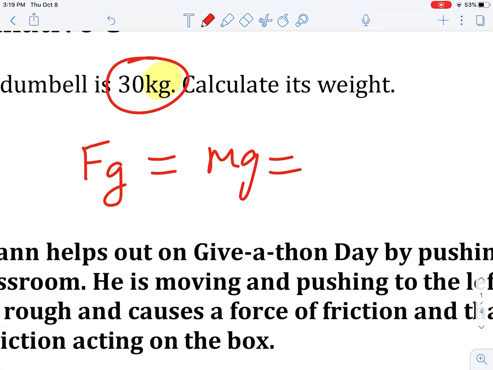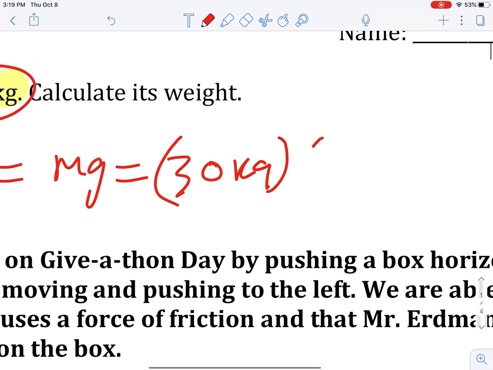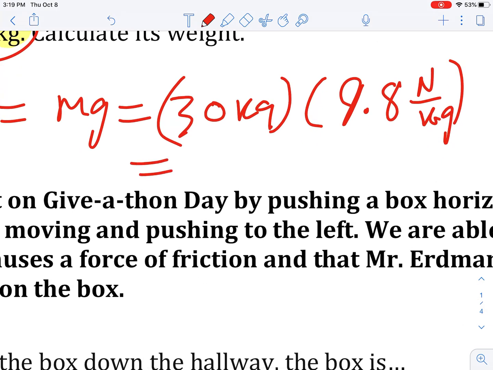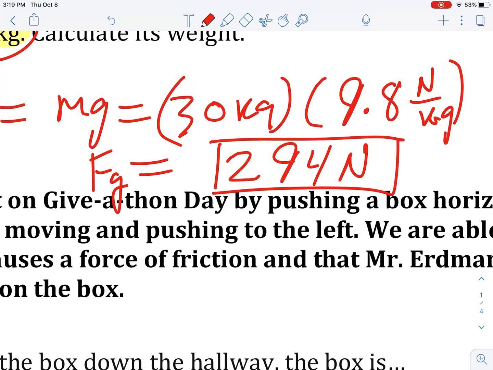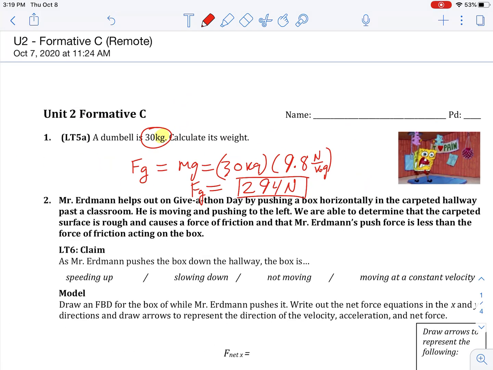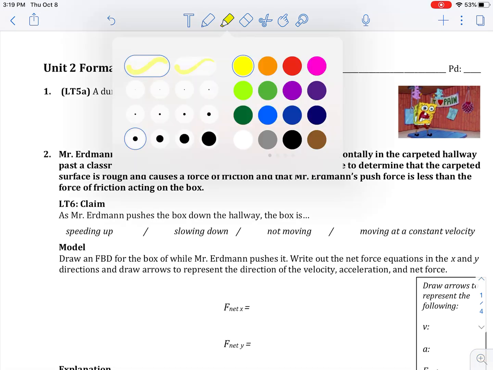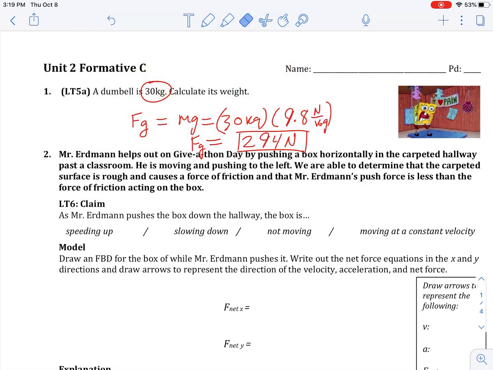So Fg equals mg, so we have 30 kilograms times the gravitational field on Earth, which is 9.8 newtons per kilogram. And when we multiply that out, we get 294 newtons. So that's our force of gravity, or weight: 294 newtons. Like I said, that one is pretty straightforward. I think the most important thing here, and what we're really looking for from you, is that you understand these units. You understand that when you see kilograms, you're looking at mass.